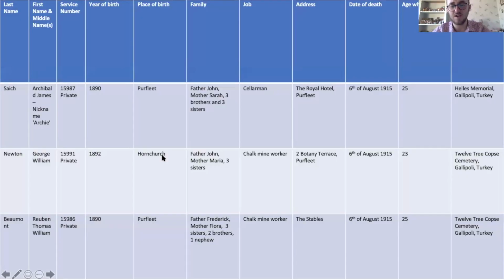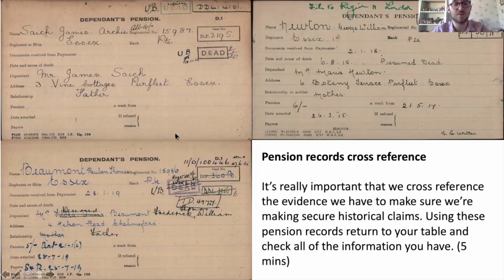We've got our table here. You should have that whole table, lovely table, all filled out now. I want you to use these 3 pension records to check and clarify that information. For example, straight away, if I look at Newton, I can see date of death, 6th of August 1915, presumed dead. We can make the inference there. They probably didn't find his body, but I can check that, make sure that's right.